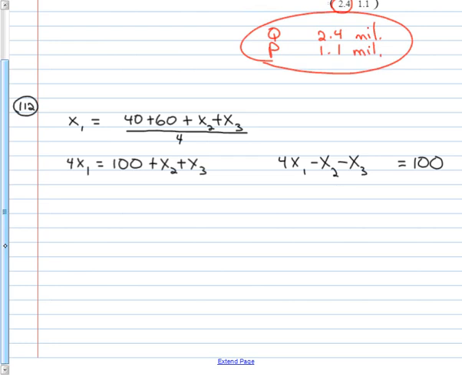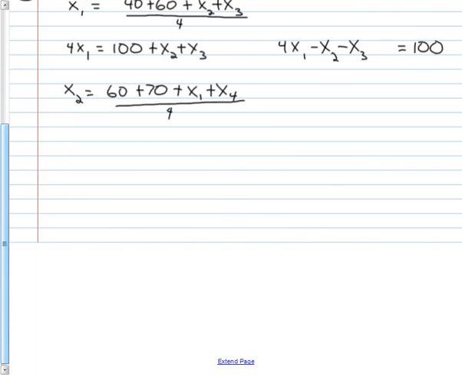We'll do one more of these, and then I'll talk about how we would finish it up. X sub 2. It's 60 and 70, x4 and x1. So 60 and 70 plus x1 plus x4, and if we divided it by 4, that would be the average. So if I multiply it by 4, 4x sub 2, add the 60 and 70 is 130, plus x sub 1 plus x sub 4. And I'm going to rearrange it into this order.